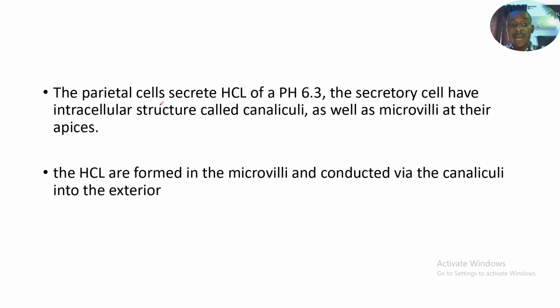All right. Now we see that the parietal cells secrete HCl of pH 6.3. The secretory cell has an intracellular structure called the canaliculi, as well as the microvilli at their apices. Inside we have the canaliculi, outside we have the microvilli. Now the HCl is formed in the microvilli and conducted to the canaliculi into the exterior.